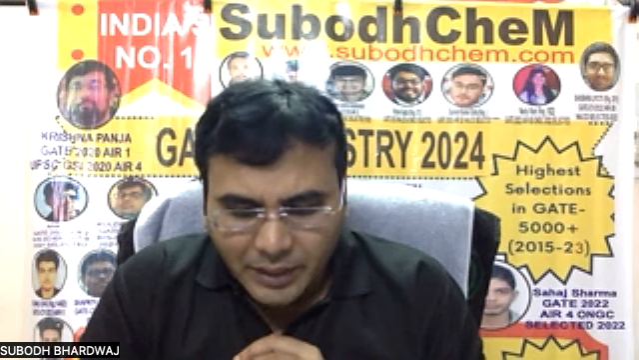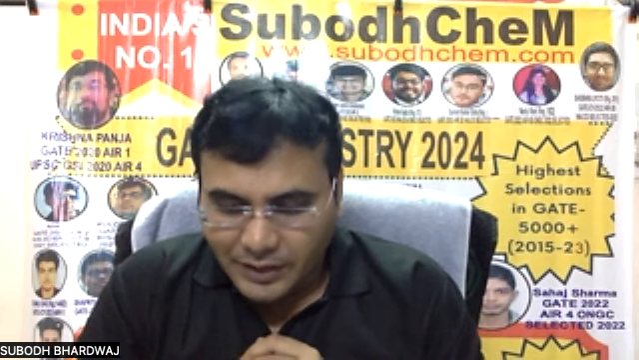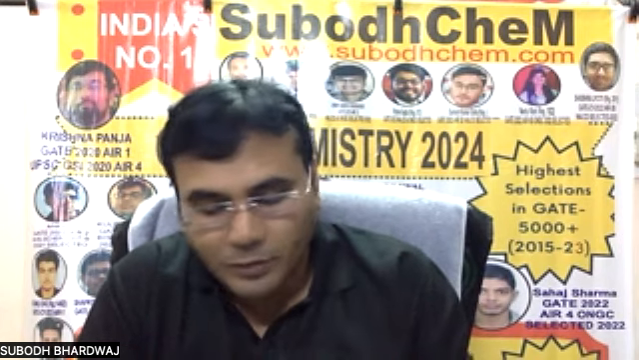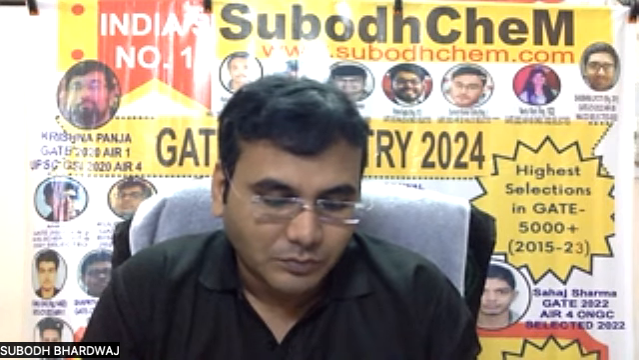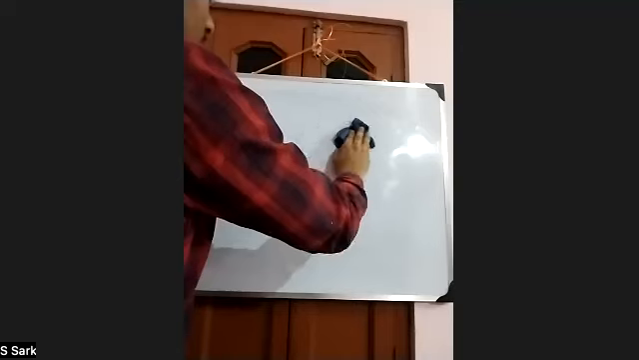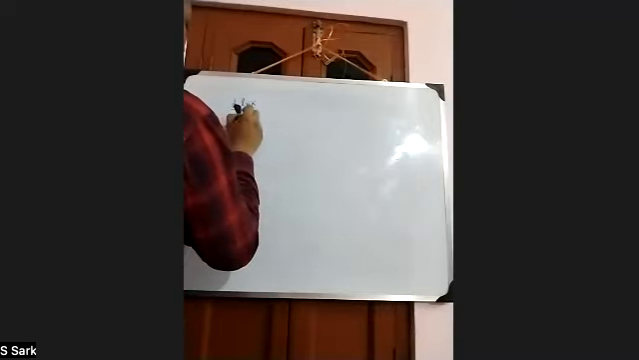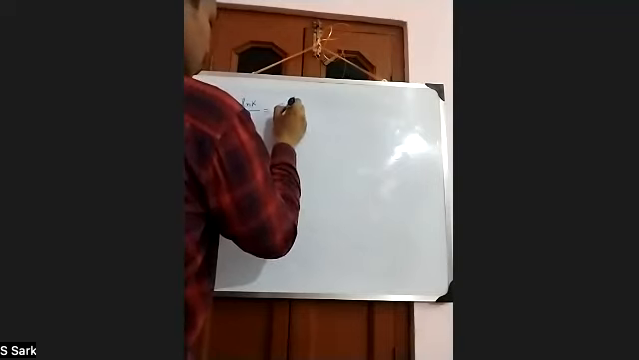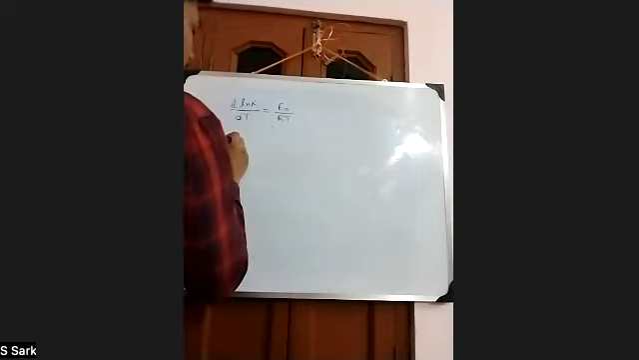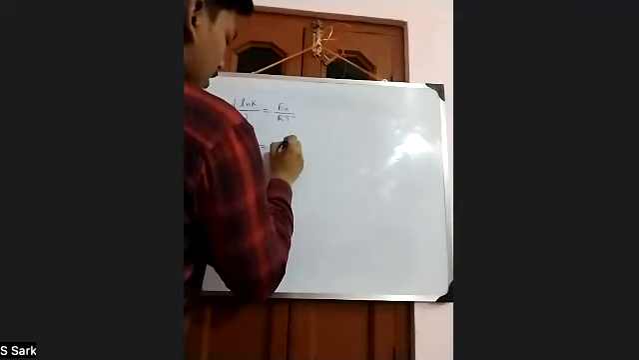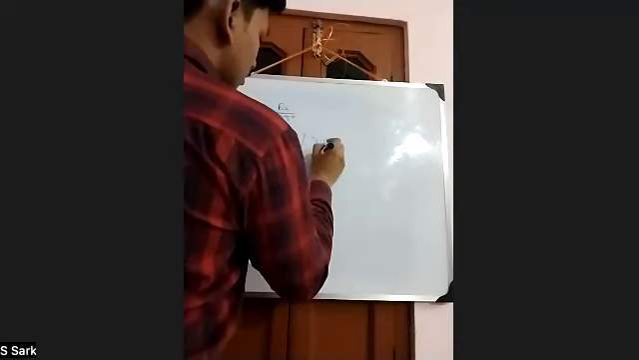What is the relation between the Arrhenius equation, the exponential factor and activation energy? Is there any formula? Sir, one equation is there, which is d ln k by dT, and EA equals RT square into d ln k by dT. This is the equation. Are you talking about this equation?